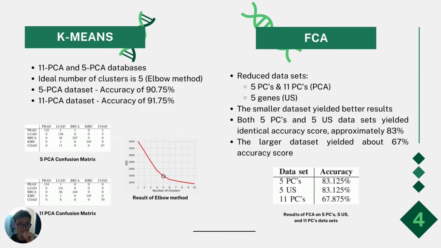For the FCA method, it was performed on 3 reduced datasets, which are 5 PCA, 11 PCA, and 5 genes using the univariate selection. The smaller datasets produce better results, with both the 5 PCA and 5 US datasets producing approximately 83% accuracy, and both have identical accuracy, as opposed to the largest dataset, 11 PCA, which produces about 67% accuracy.